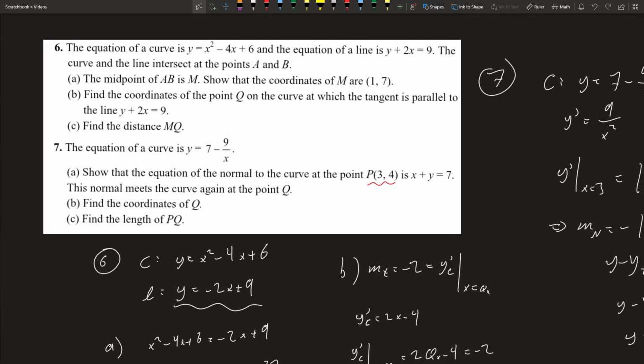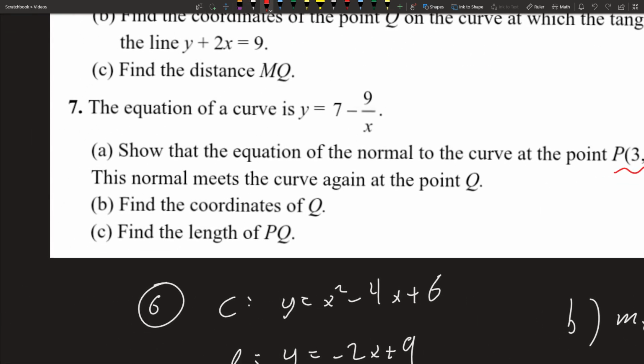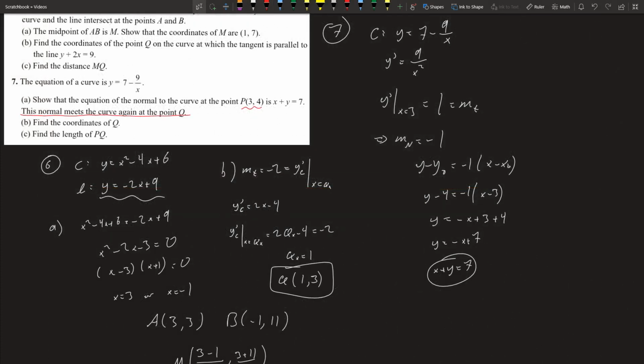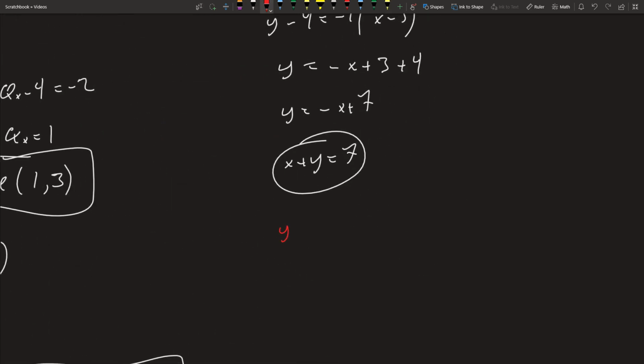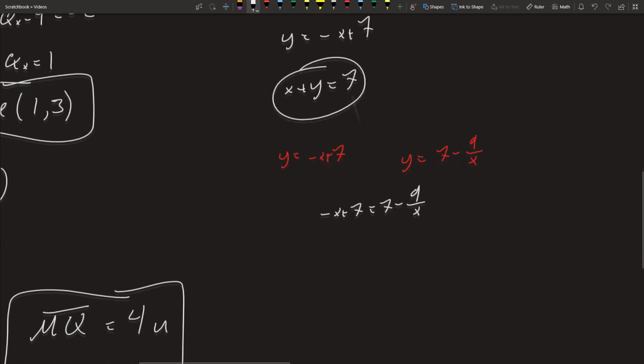And then they gave us this information. This normal meets the curve again at the point Q. So that means they meet. That means we need to find their intersection. How do we find that? We set them equal to each other, right? So we have y is equal to negative x plus 7, and then we have the curve, which is y is equal to 7 minus 9 over x. Set them equal to each other. We have negative x plus 7 is equal to 7 minus 9 over x.